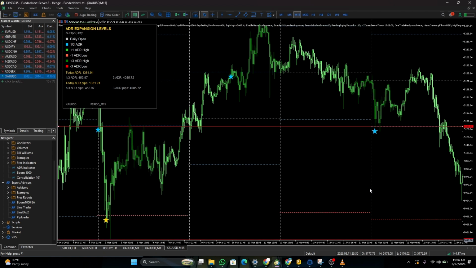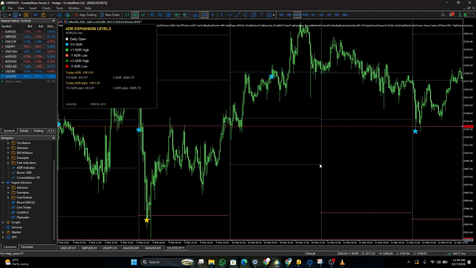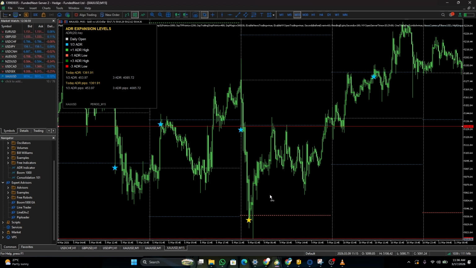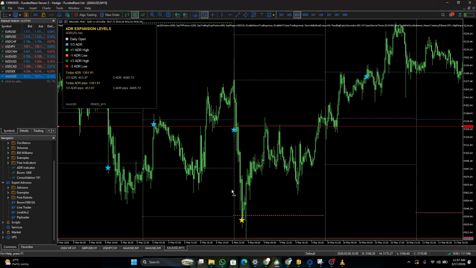It's quite clean, helpful. You can see also here, this is what happened. The market came, broke below this level, the first ADR level, and then went and hit the second level there. Very, very key, very, very important.